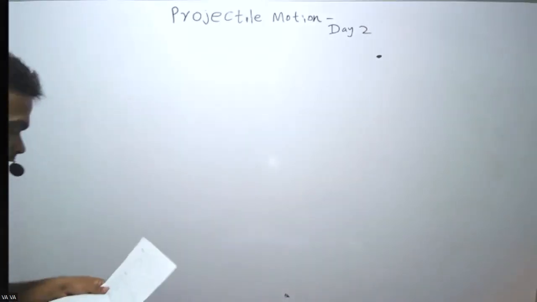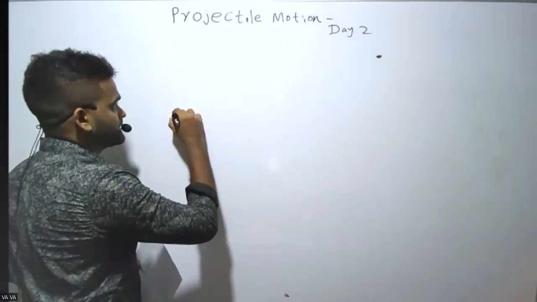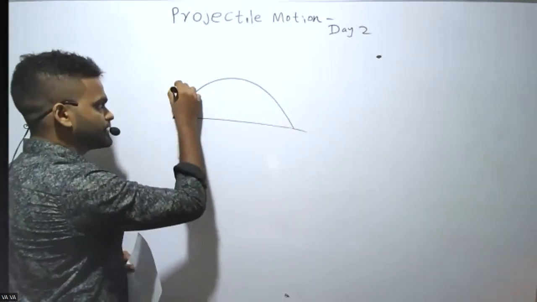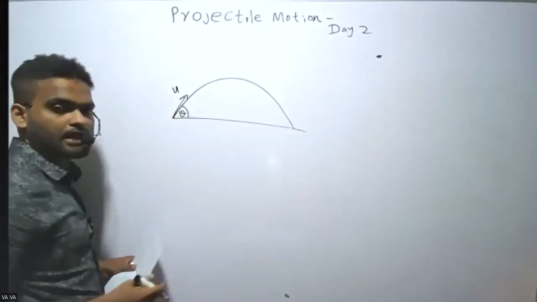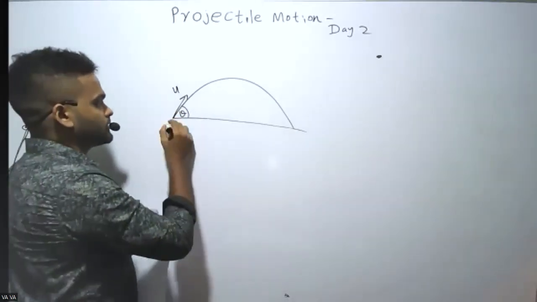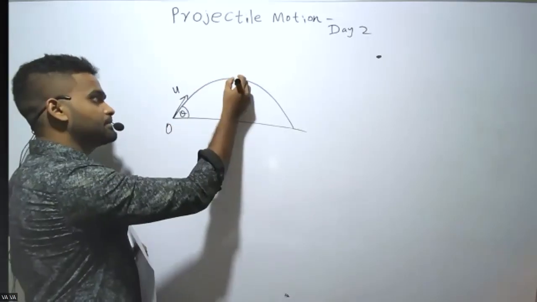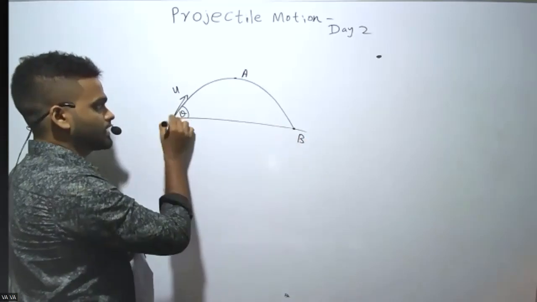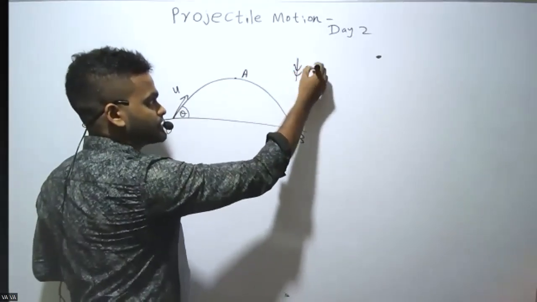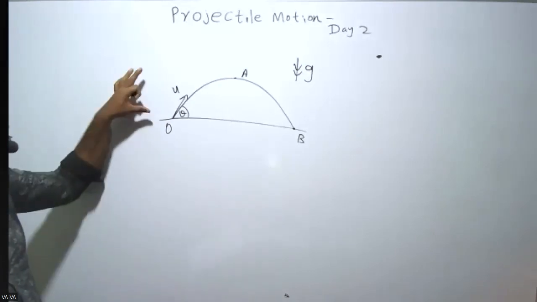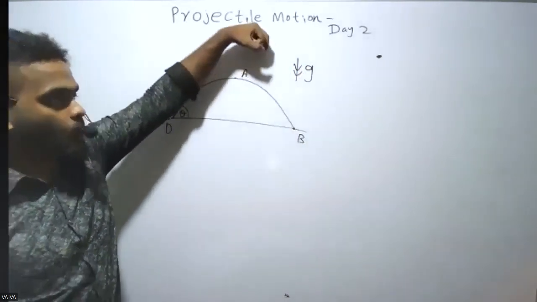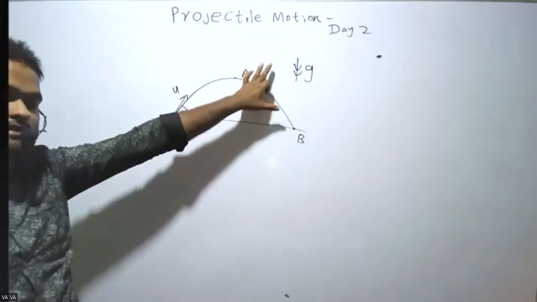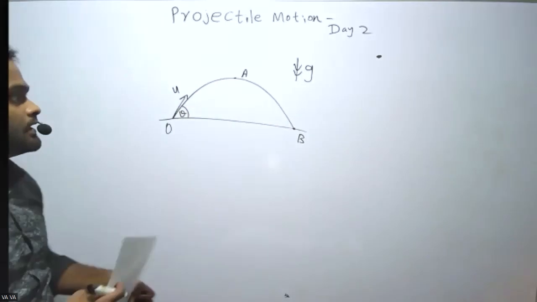Right, then let's see how to apply. I'll just take this projectile motion. The initial velocity is u and the inclined angle is theta. Let's say this point is O, the maximum height point is A, and here the point is B. And you have a gravitational acceleration downwards. Acceleration horizontally is 0. All the acceleration is only downwards, right? That is the only acceleration for projectile motion.